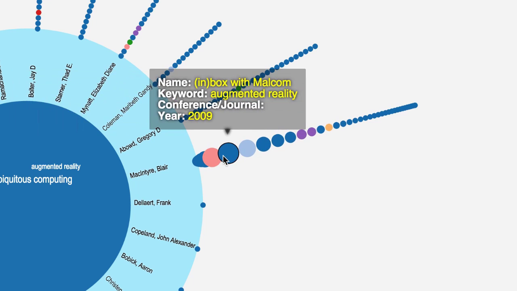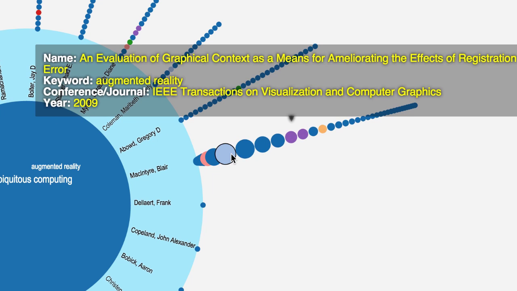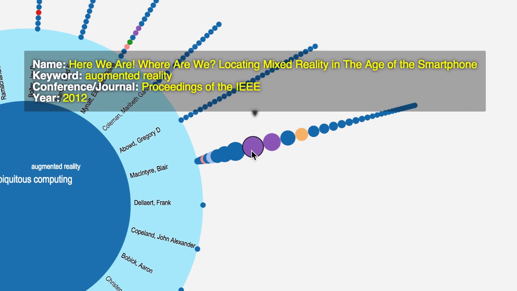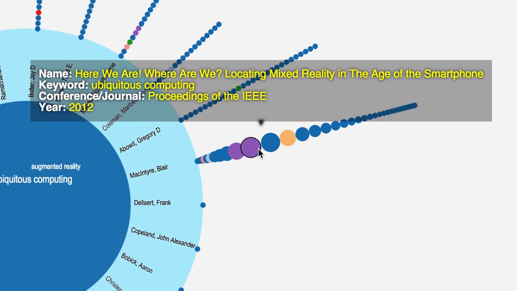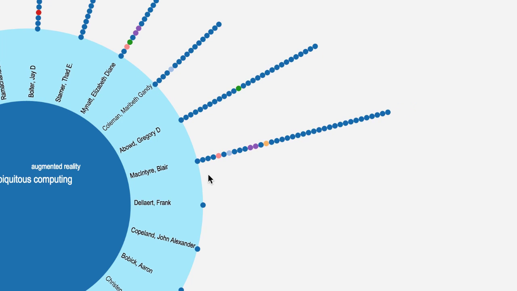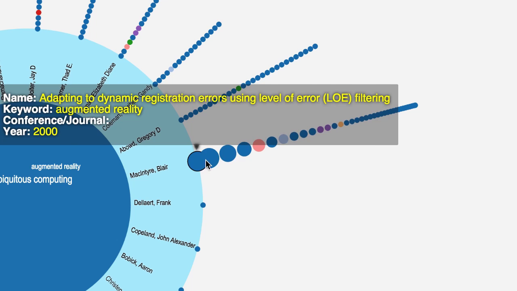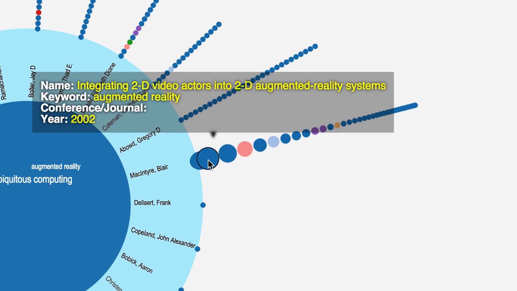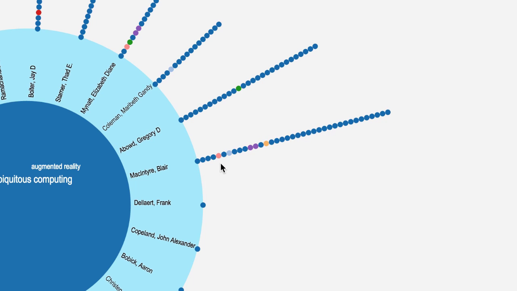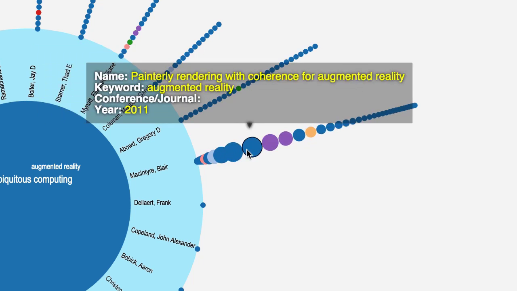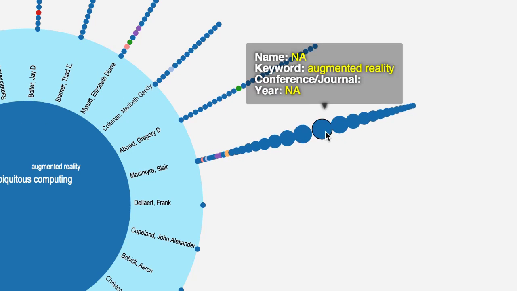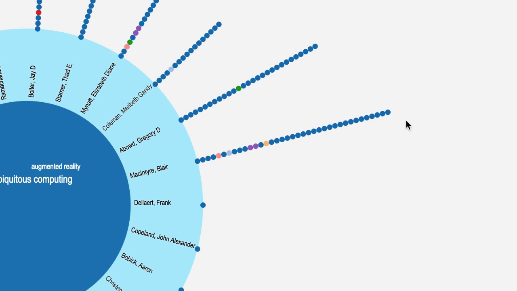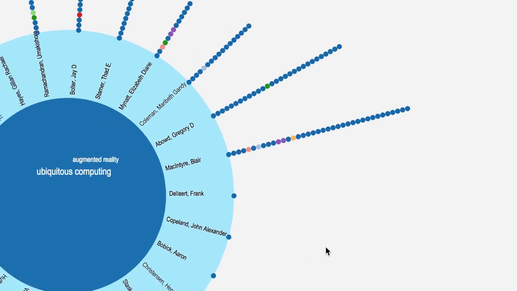Hovering over the dots surrounding the sun magnifies the dot and displays the name of the paper, keyword, conference, and year in which it was published. The dots are ordered from oldest papers published at the base of the circle to most recent papers published at the tip. The dots are color-coded based on the conference in which it was published.